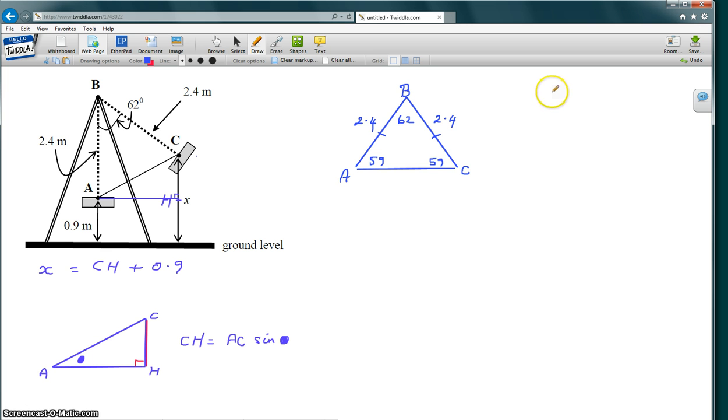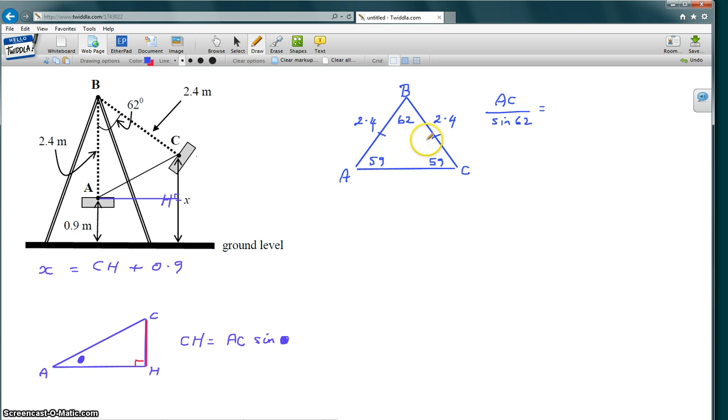If I use the sine rule, I can link AC to sine 62. So I can write down AC over sine 62 equals 2. I should probably have, so we can just get rid of this without making too much of a mess. Dear oh dear, I'm going to have to pause and clean.